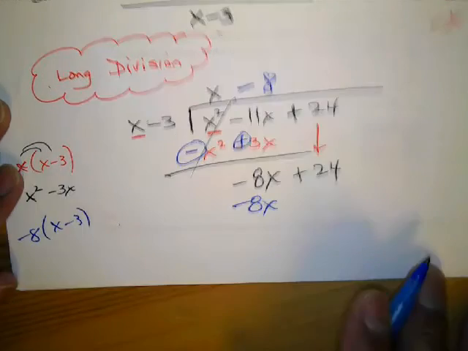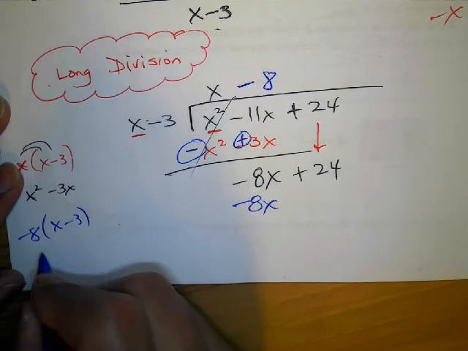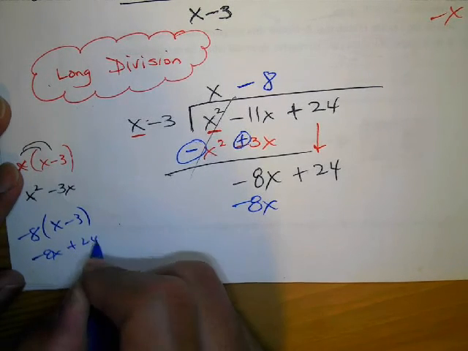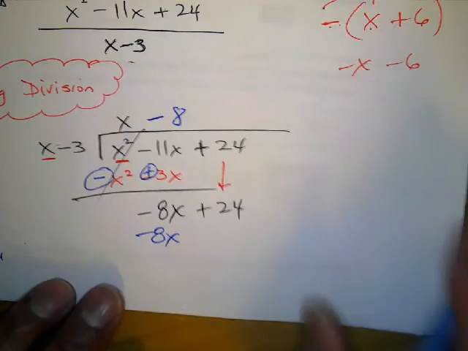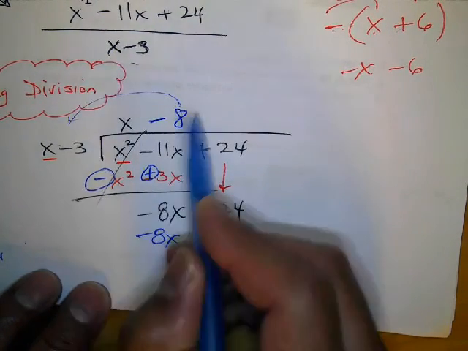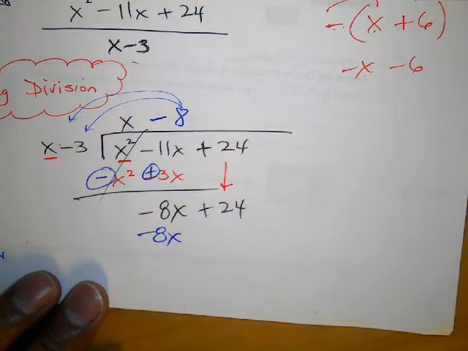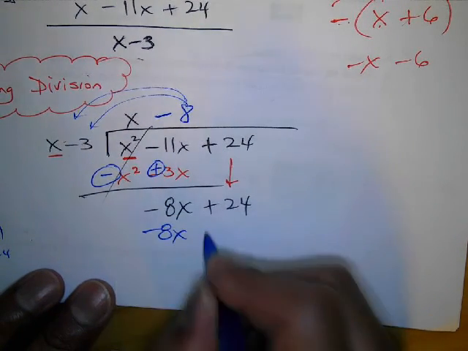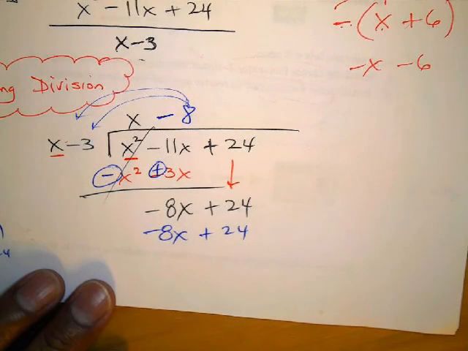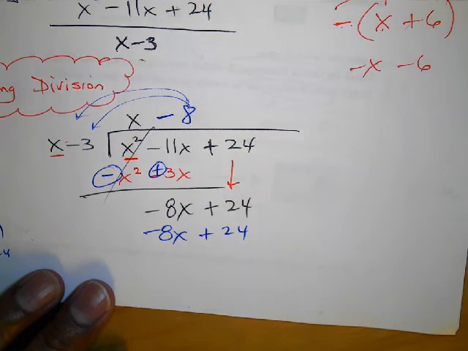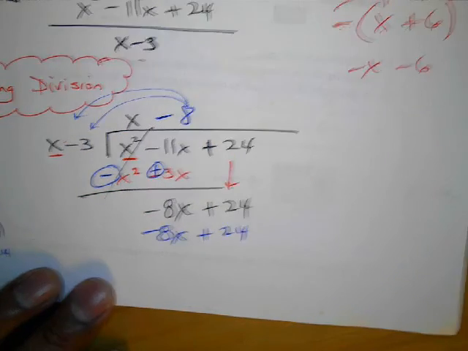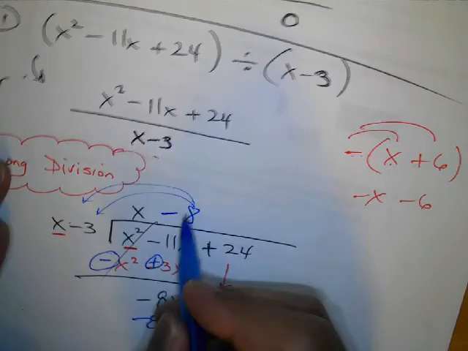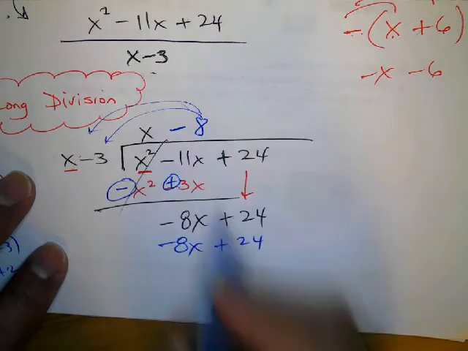Oh, but you have to distribute to both, remember? This negative 8 has to go to both. Negative 8 times what? The x minus 3 is negative 8x plus 24. Right? Some of you can do it here and just go like distribute, distribute. You can do it like that too. I know you can handle that. That's negative 8x plus 24.